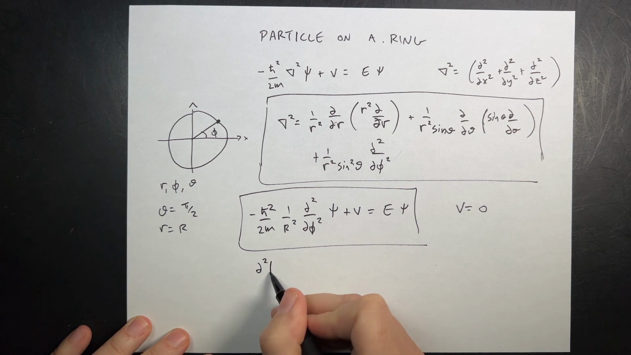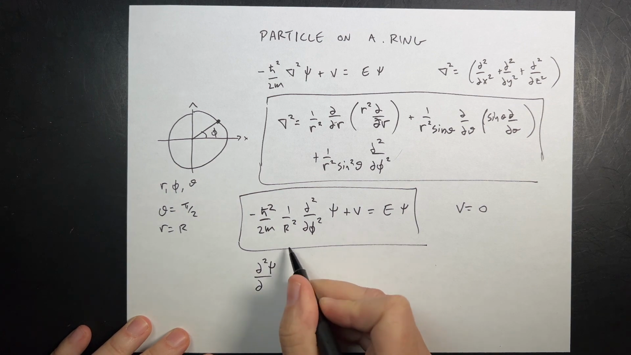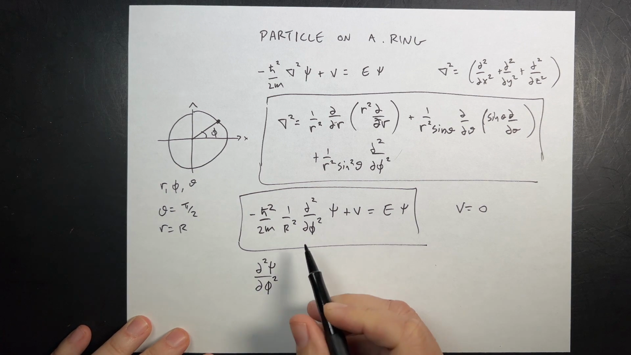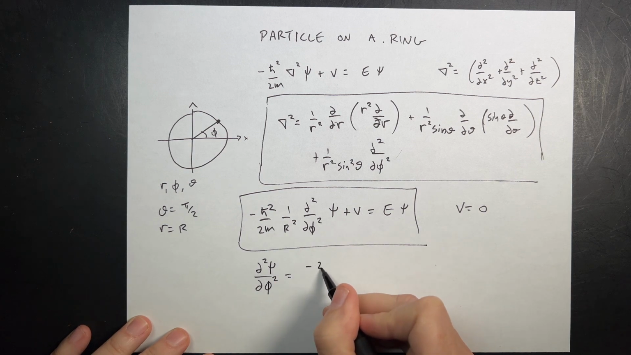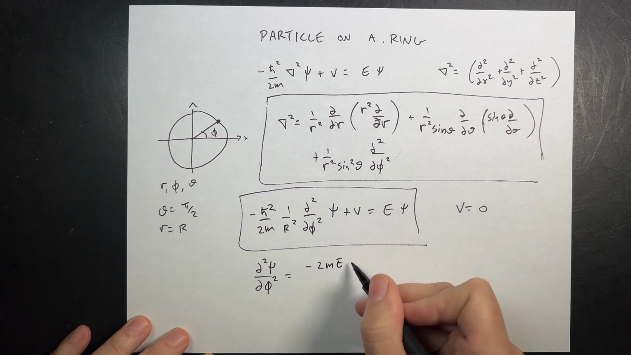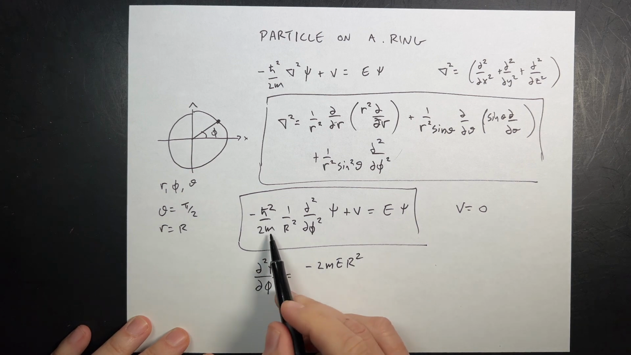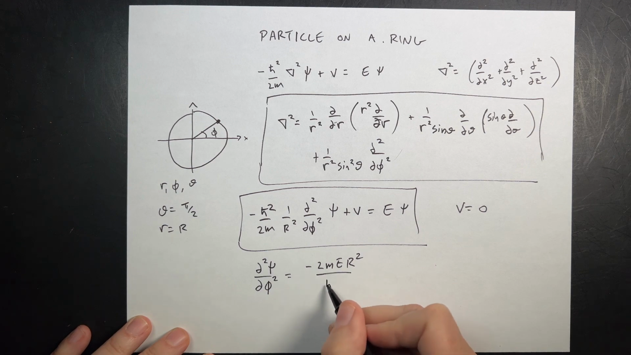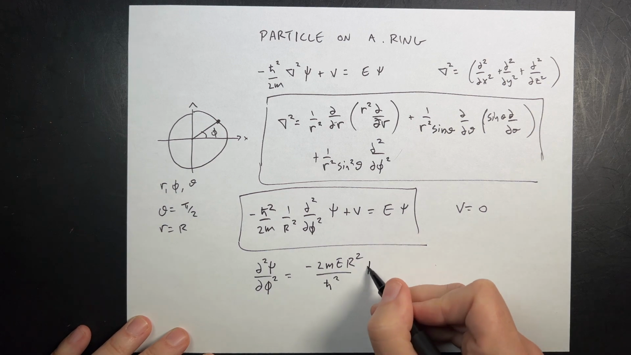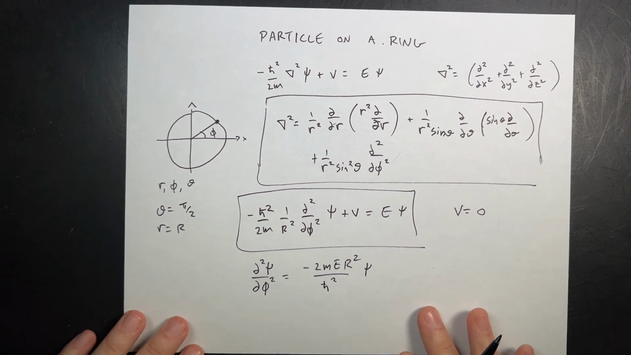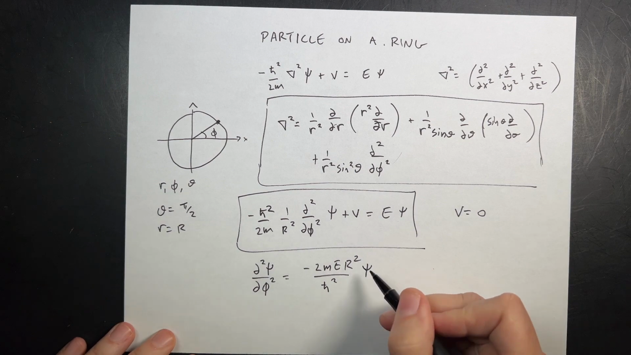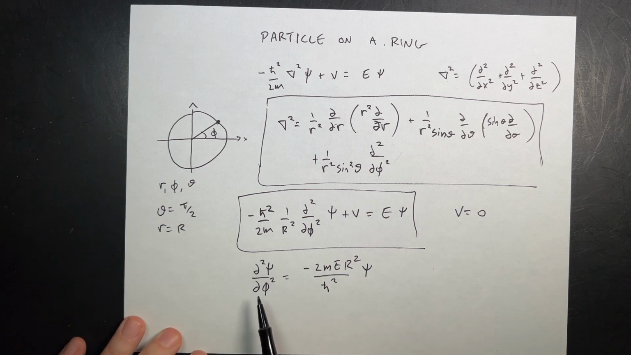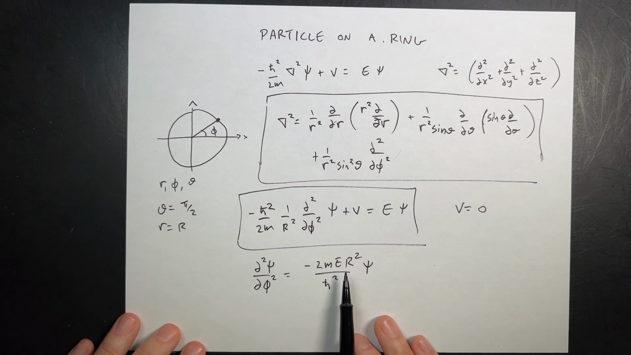The second partial of psi with respect to phi, and I'm going to multiply everything on the other side, is going to be negative 2m e r squared. I multiplied both sides by that. Divide by h bar squared, and then I have that term psi. Is that right? Okay. So I'm going to take the second partial derivative of this function and set it equal to this thing, which is the same function with that constant in front.